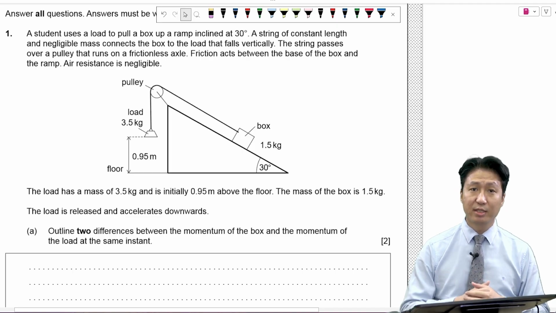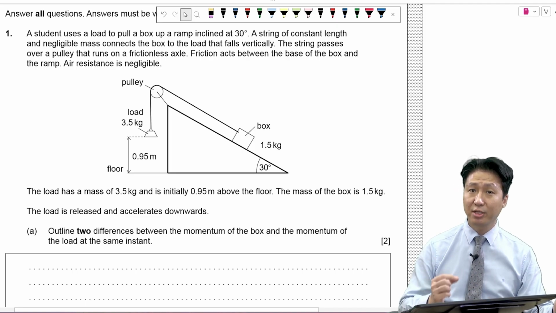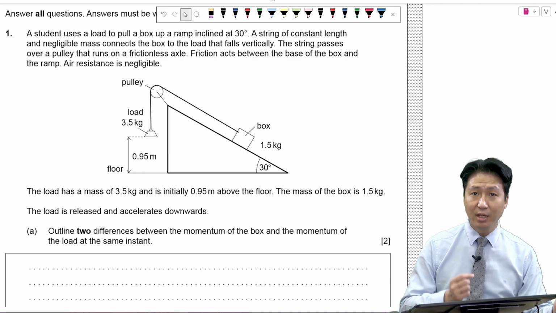In this first question, it says that a student uses a load to pull a box up a ramp that is inclined at 30 degrees. A string of constant length and negligible mass connects the box to the load that falls vertically. The string passes over a pulley that runs on a frictionless axle. Friction does act between the base of the box and the ramp. Air resistance is negligible.